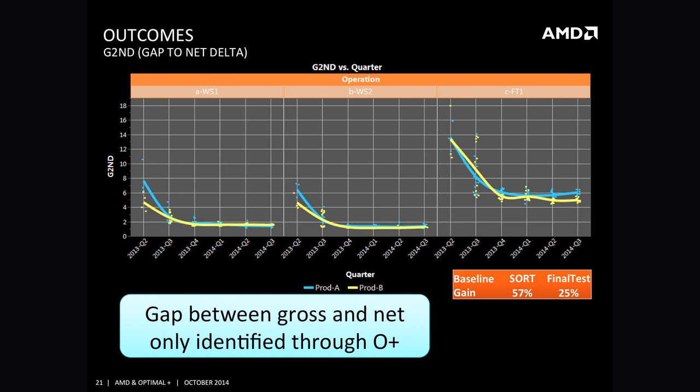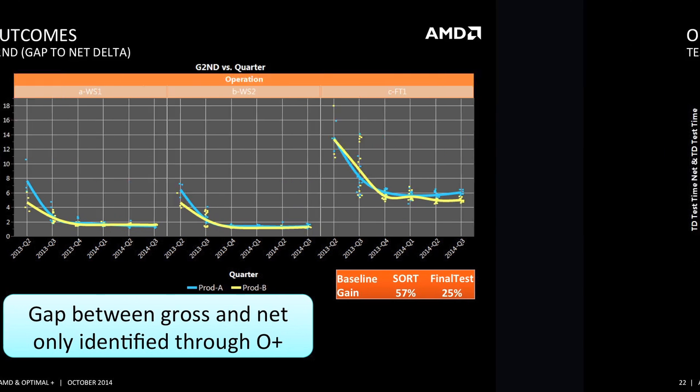A second measure that we identified, we would have never seen this without OptimalPlus, is a metric that we call G2ND, stands for gap to net delta. These plots here are showing, again, wafer sort 1, wafer sort 2, and final test, the improvement in the gap between net and gross test time.